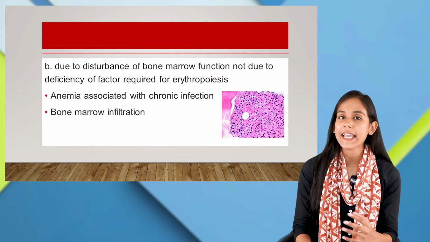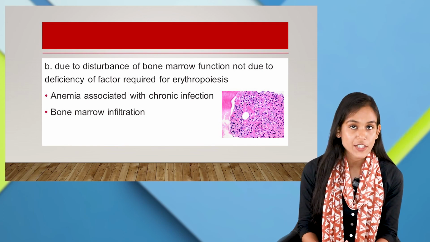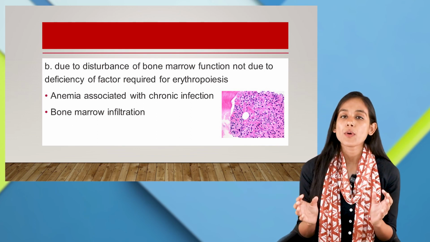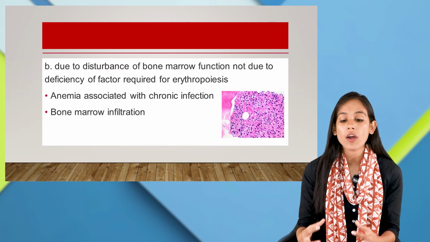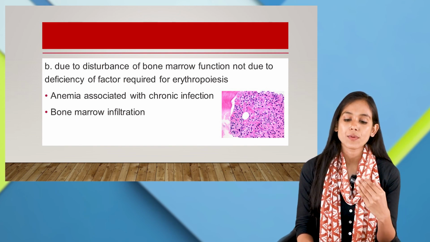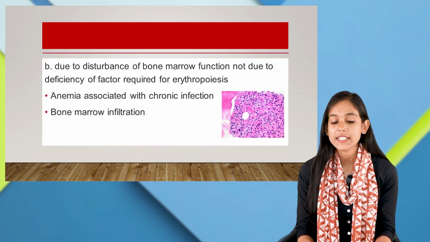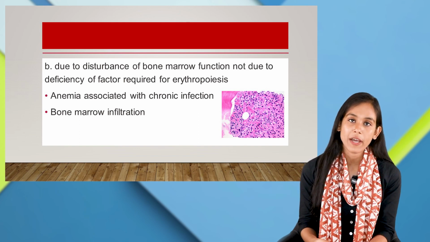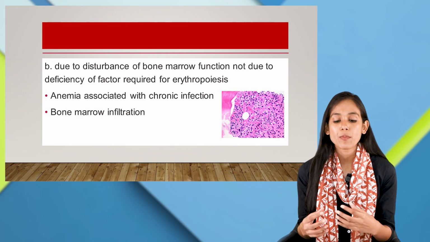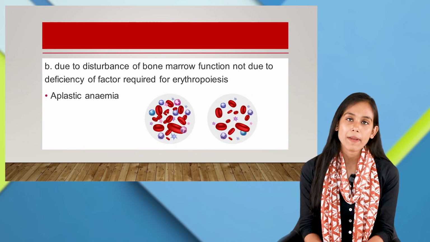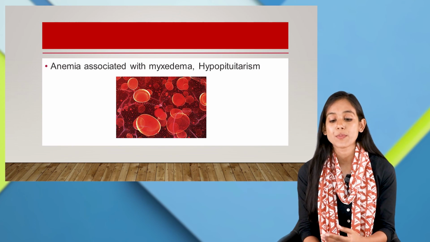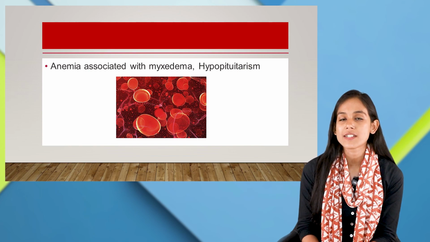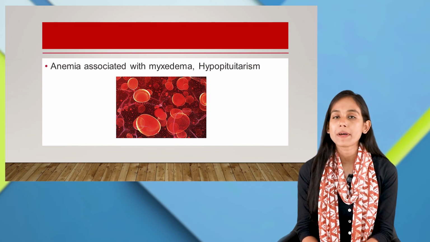Now the next one is again a disturbance of the bone marrow function, but this time it is not related to the factors required for erythropoiesis. So there might be anemia associated with chronic infection. For example, if there is renal failure, liver disease or disseminated malignancy, in all these cases again there might be bone marrow dysfunction. Again, if there is bone marrow infiltration, or aplastic anemia, or anemia associated with myxedema or hypopituitarism.